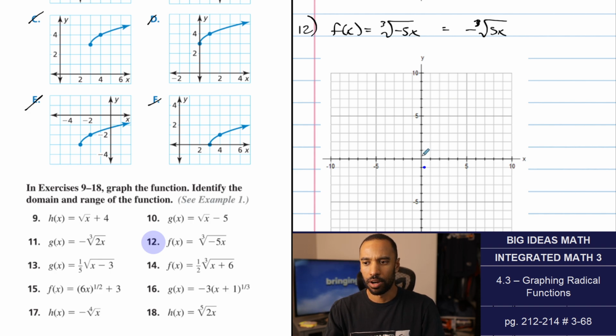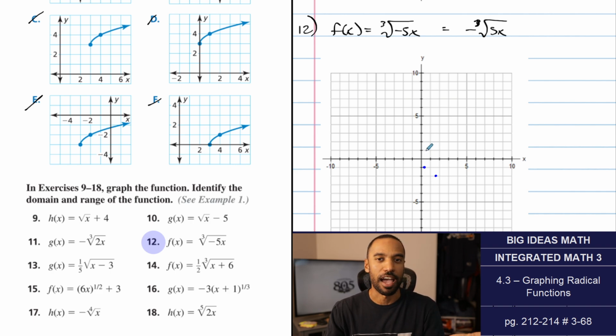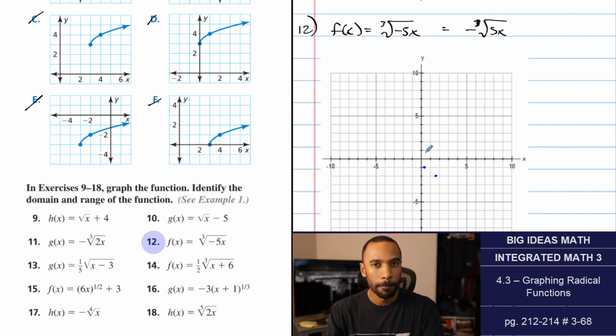What is 1/5 of 8? 8 fifths, 1 3/5. So you go over 1 3/5 to go down 2. It's 1.6. We can fit actually a few points on here, guys. What's 27 divided by 5? That's 5.4. You go over 5.4 to go down 3.